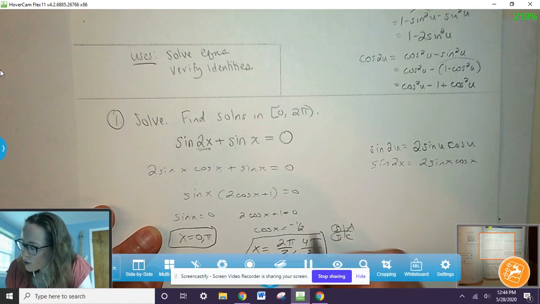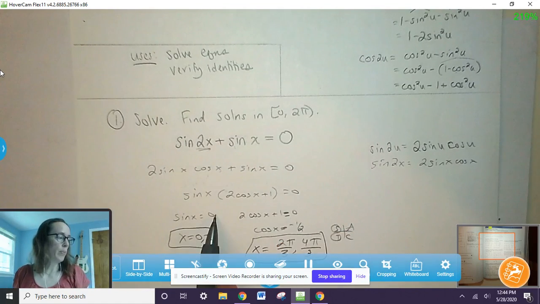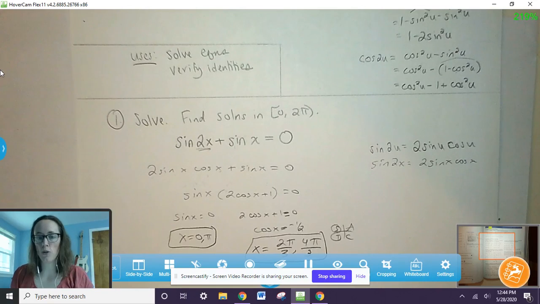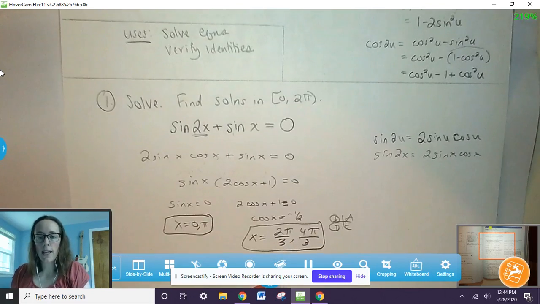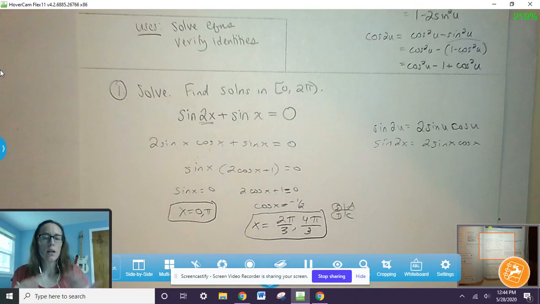If you were to solve for where sine x equals 0, you get 0 and pi. And if you were to solve for where cosine x equals -1/2, you get 2 pi over 3 and 4 pi over 3. And again, if you have questions on the solving part, if you've forgotten something, just email me and ask.